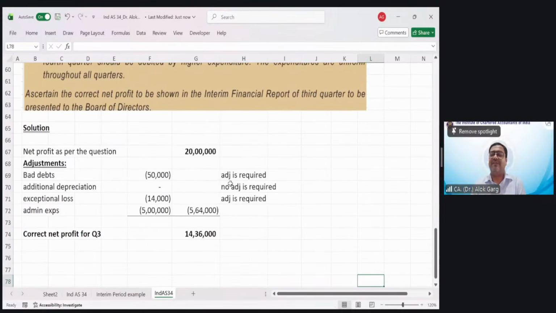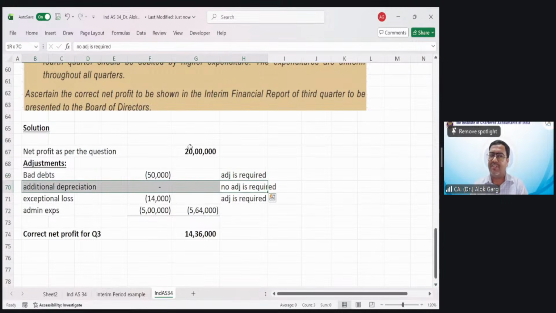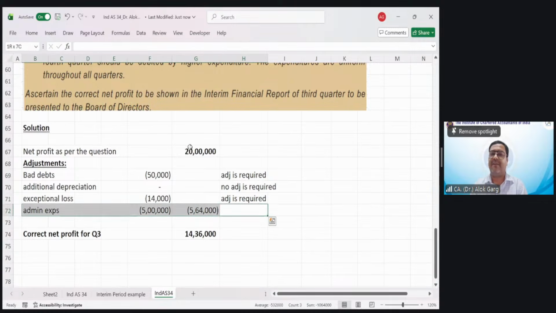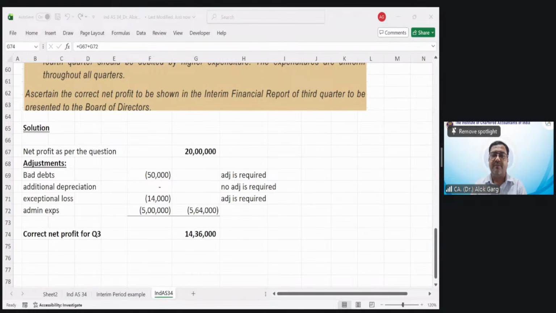So how will we solve this question? 20 lakh is the net profit as per the question. Bad debt is 50,000 additional bad debt. Adjustment is required for additional bad debt, right? Additional depreciation, no action is required. Exceptional loss, 14,000 to be deducted. Administrative expense, 5 lakh to be deducted. Your correct net profit for the quarter 3 is 14 lakh 36,000. I hope it is clear to all of you. Is that clear? Yes?